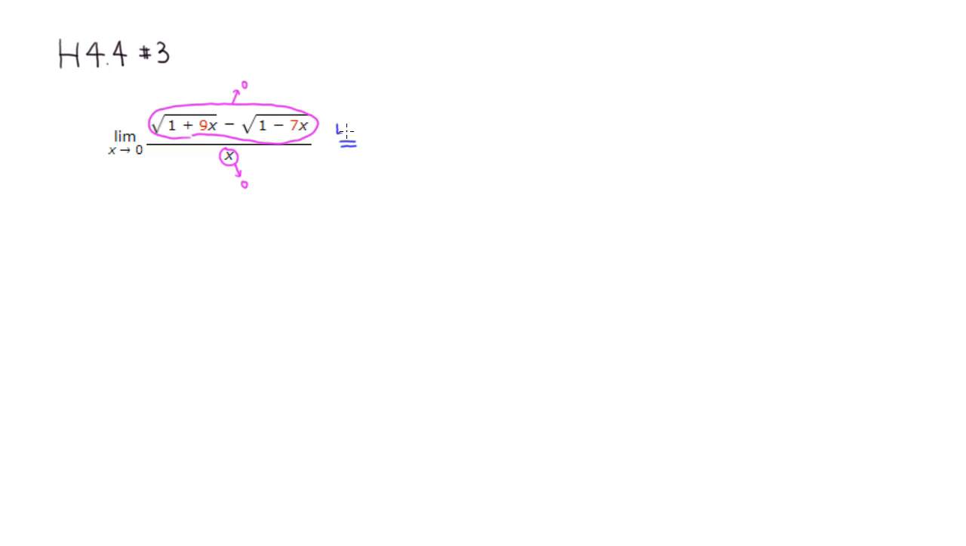So by applying L'Hopital's rule, we have a limit as x approaches 0. If you take the derivative of the denominator, which is 1, then before we take the derivative of the numerator, I'm going to rewrite this as quantity 1 plus 9x to the 1/2 power. The same here: we rewrite the square root of 1 minus 7x as quantity 1 minus 7x raised to the 1/2 power.